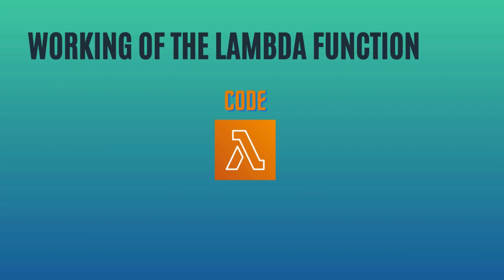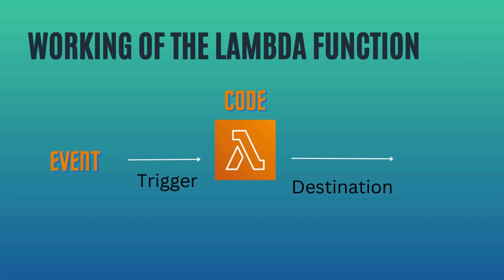Working of the Lambda function. Now we have created a code which performs a certain action. Now we have the code. How are we going to run this code? If we see the image, we have a triggering mechanism which runs the code, and the output of the code is stored in some destination. So there is an event which will trigger our Lambda function, that is the Lambda code. The code will be executed and the output of the code is sent to some other destination.